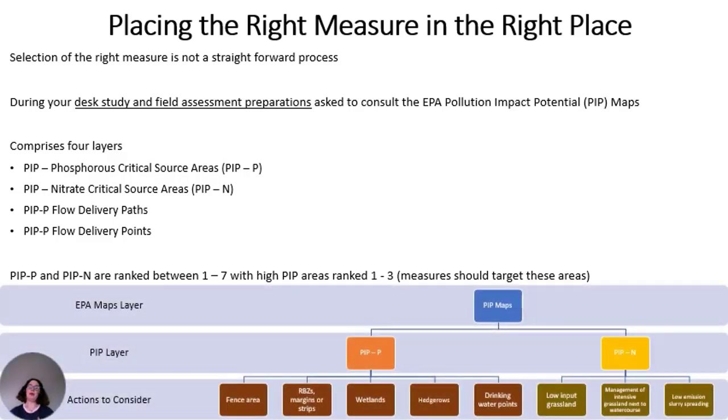And therefore, from an ACRES guidelines perspective, it's quite simple. You use your EPA mapping layer, you click on the PIPs layer, and then based on whether it's for phosphorus or nitrate, there's a number of options then in terms of measures that you can consider implementing.